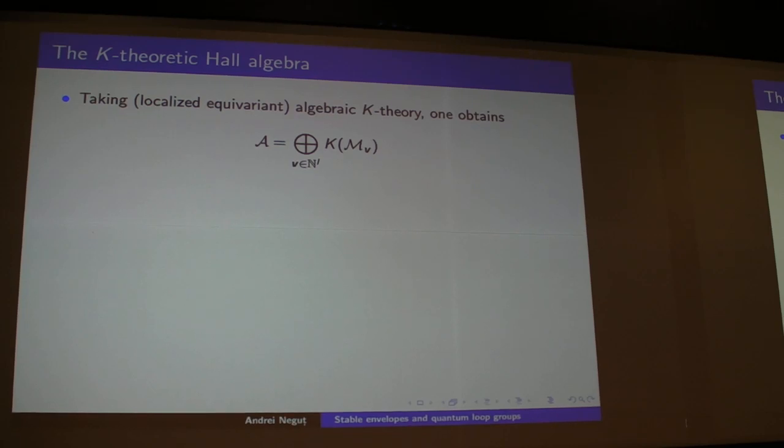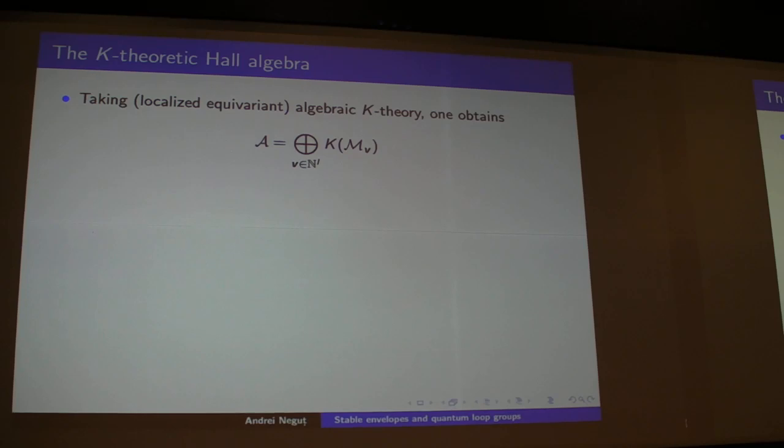Take these moduli stacks, these geometric spaces, and take their K-theory groups. I will take these groups with Q coefficients, or with coefficients in some field. Then I get some vector space for each M_V. And then we take the direct sum of these vector spaces as V goes over all dimension vectors. The resulting object is going to be a big graded vector space, graded by the monoid N to the power I.